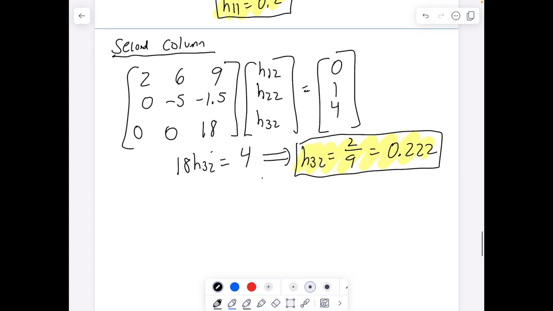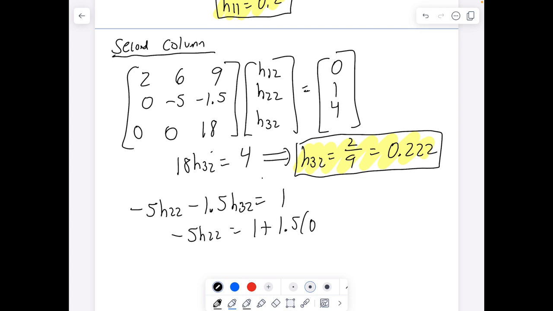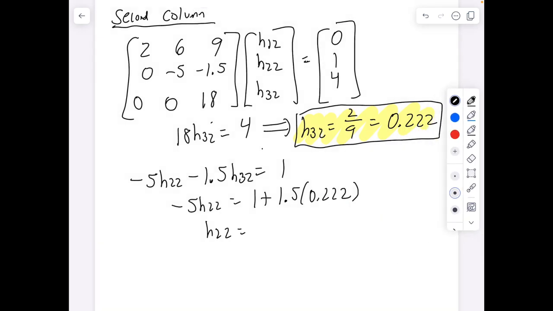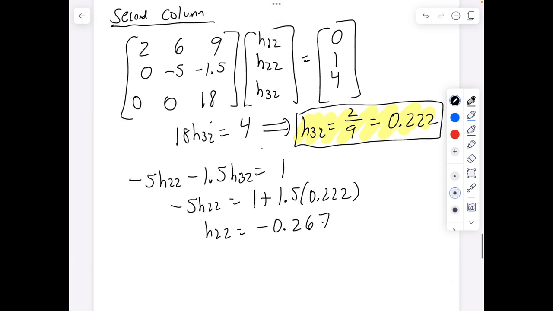Okay. Next one says that -5 times H22 minus 1.5 times H32 has to be 1. So that's -5 H22 if we bring the 1.5 over to the other side. We'll end up getting, let's do that math now, 1.5 times 0.22 plus 1 divided by 5 negative is a negative 0.266 repeating. So what we'll do is say it's 267. If we're going to do 3 sig figs, we'll make it 267.